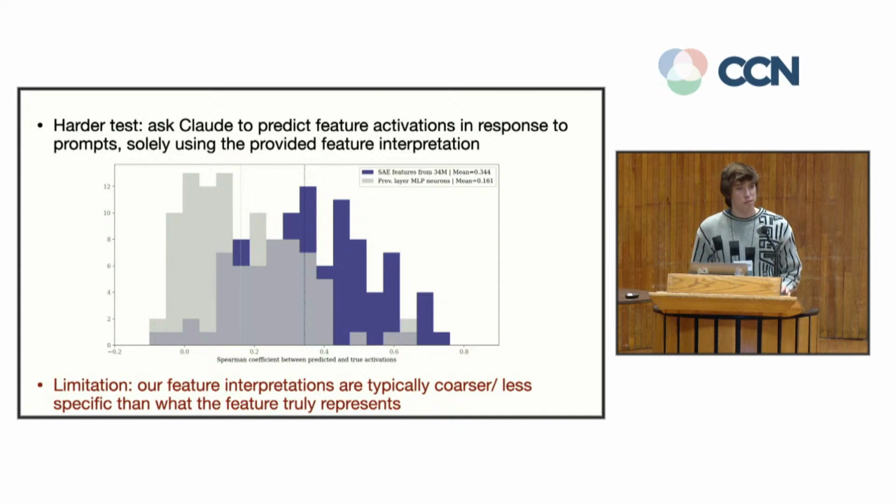So I think there's a real limitation of our method, which is that our descriptions of what these features represent are usually pretty good. They're not wrong, they're not totally off, but they tend to be much coarser than what the thing actually does represent and fail to capture a lot of the subtleties. So that's an open problem for us.